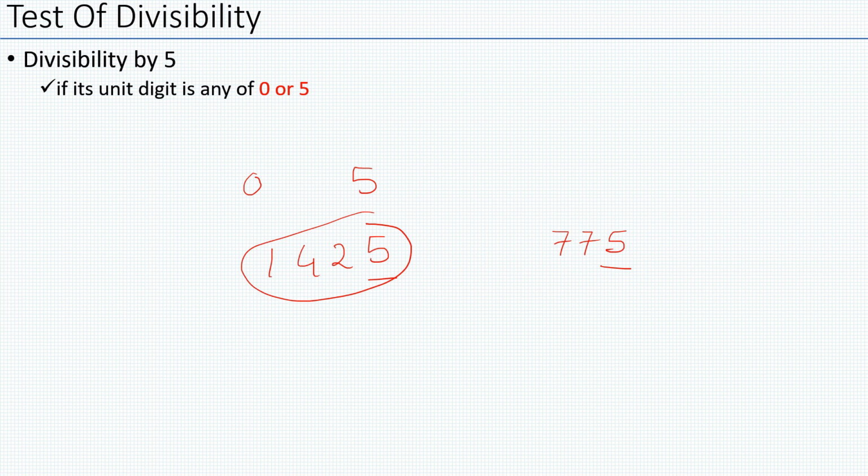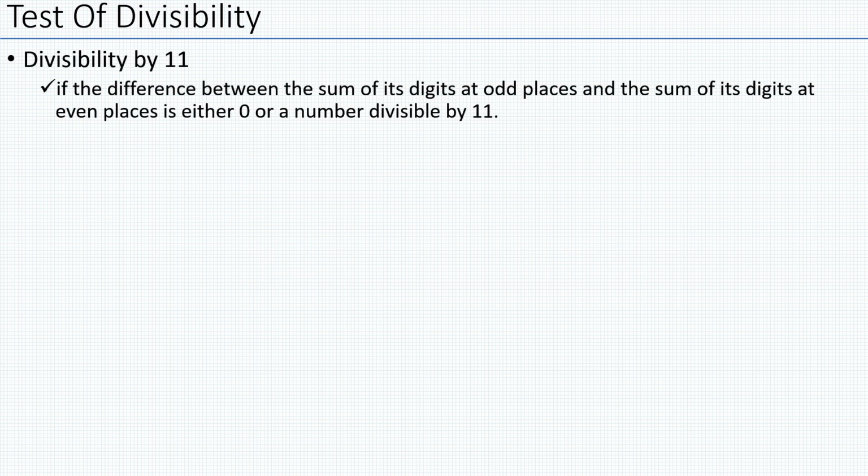Very easy. Let's take divisibility by 11. This is somewhat tricky, but we will take it. If the difference between the sum of its digits at odd places and the sum of its digits at even places is either 0 or a number which is divisible by 11, then the whole number is divisible by 11. How? Let's take an example.